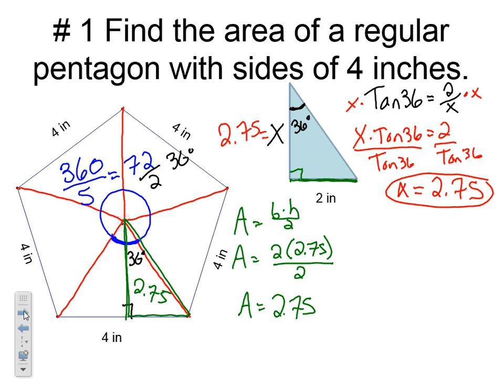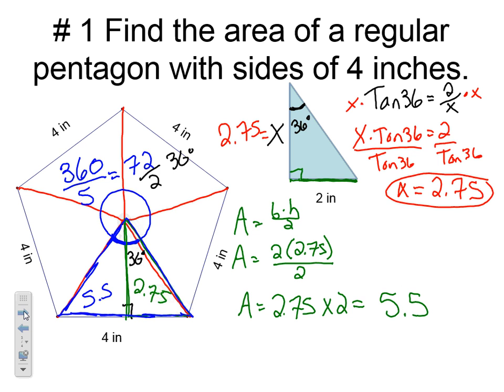Now, my goal is to find the area of this whole thing. So if I take this times 2, I am going to get 5.5 for my area. Now that I'm talking about that, I'm talking about my large triangle here. My large triangle, the whole area of this large triangle is 5.5.